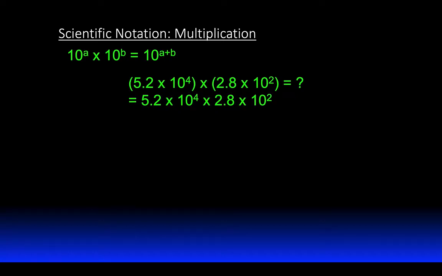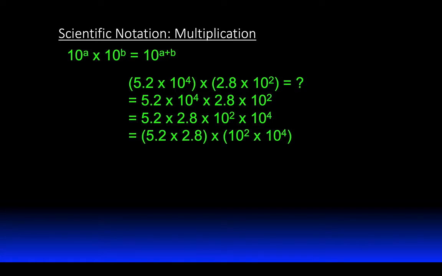After that, we learned in grade school that if you rearrange the order of multiplication, you're not really changing the final result. So I'm just going to group the numbers together, the 5.2 and the 2.8, and I'm going to put the powers of 10 on the other side. And then after that, I'll throw some parentheses in. So I'll group the 5.2 and the 2.8 together. I'll group the powers of 10 together. And then I can multiply these terms individually.